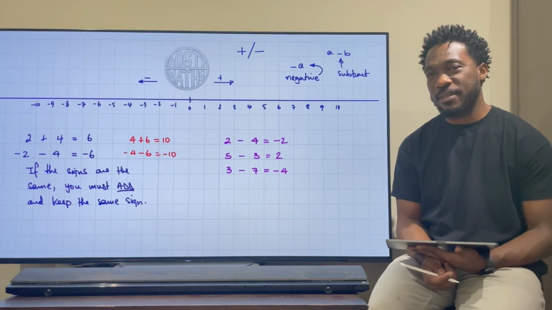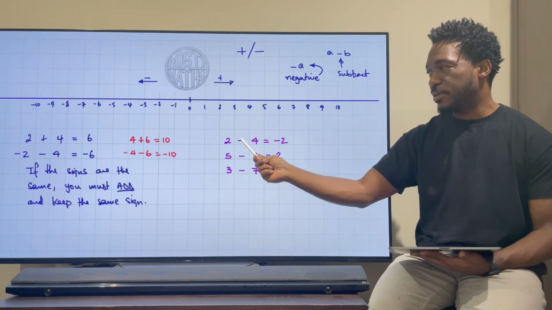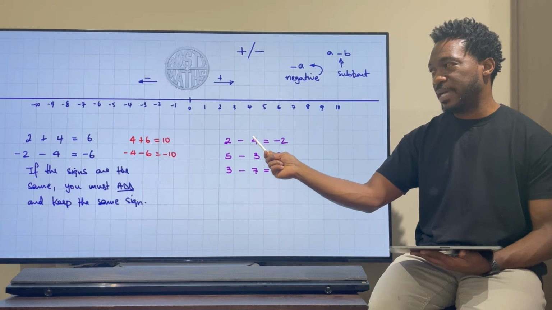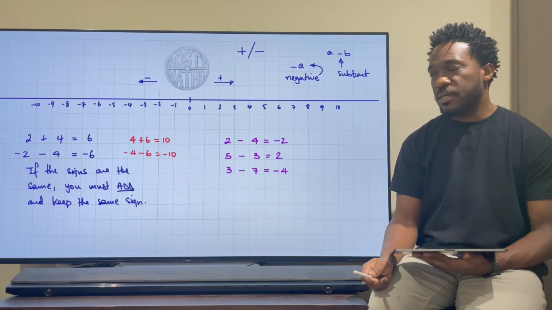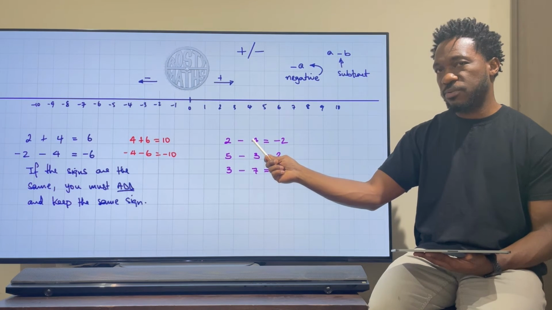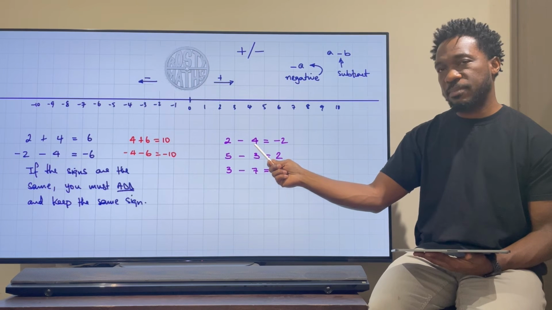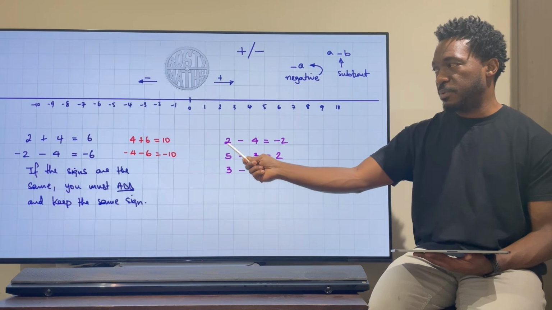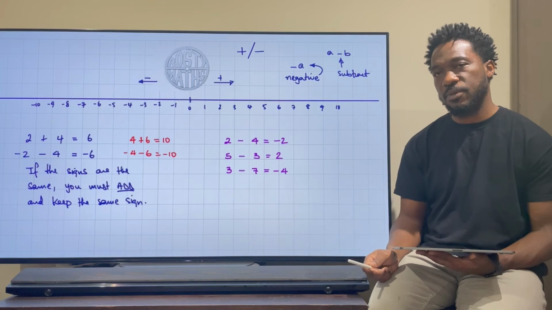Here we go. Well, that's clearly a positive number, and you're taking something away from it. And the something that you're taking away is bigger than the number that you started with. So if that's the case, then you will always subtract these two numbers, but you take the sign that is in front of the number that's biggest. Okay, so this is a 4. It's the bigger number between the two, and there's a negative there, so the answer is negative 2.